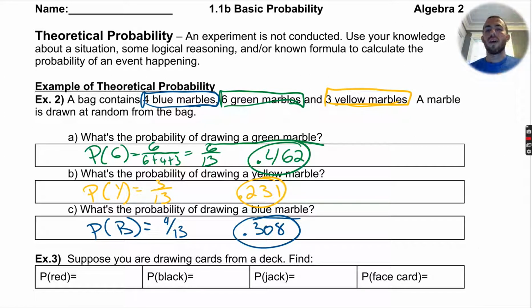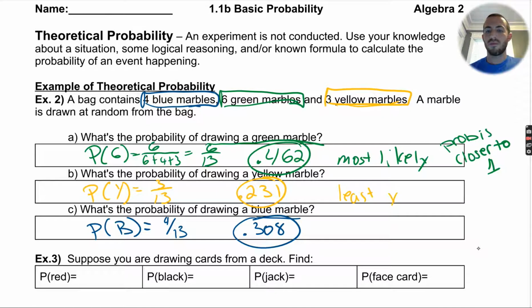Now looking at these 3 examples, the green one is going to have the highest probability of happening, so most likely out of these 3, because the probability is closer to 1. So the closer a number is to 1, the more likely it's going to happen. The least likely to happen is the yellow, because it's the furthest away from 1, or it's the closest to 0.